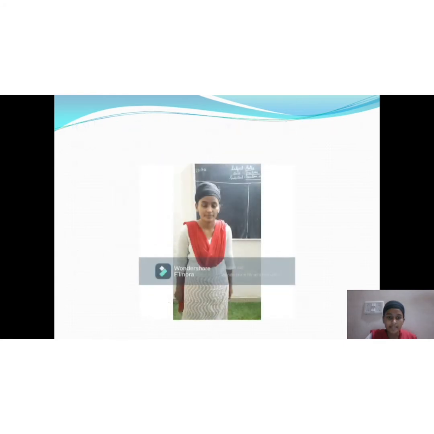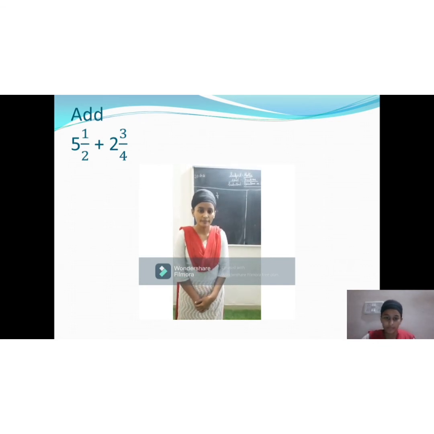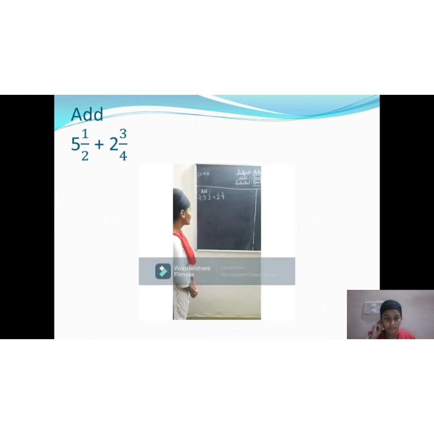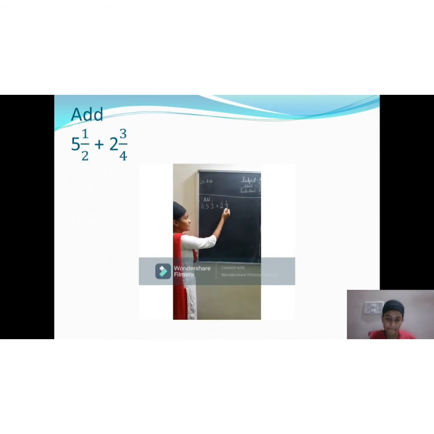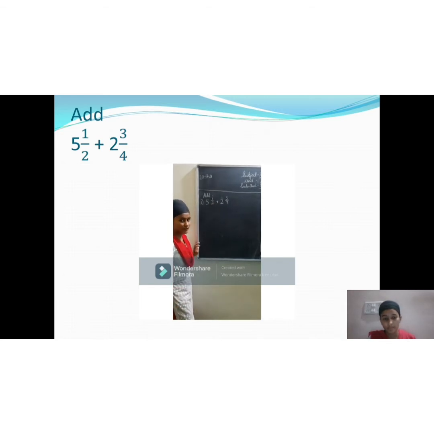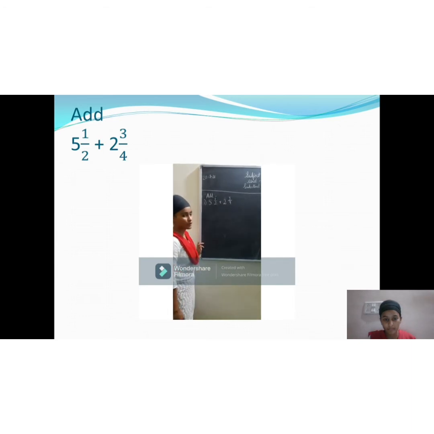Now let us see a problem of addition. 5 1 upon 2 plus 2 3 upon 4. Let's watch this video. Now let us solve a sum based on addition of mixed fractions. There are two methods, students. The first method we'll see. Read these two mixed fractions as 5, 1 upon 2. Now this 5 is the whole number and 1 upon 2 is the fraction. Same here, 2 is the whole number, 3 upon 4 is the fraction.